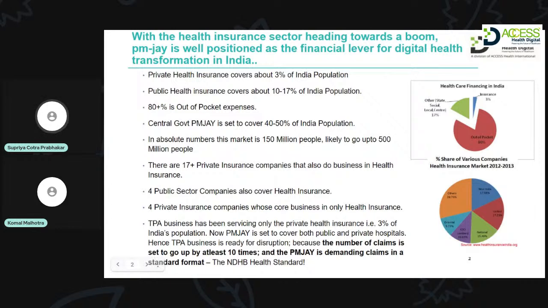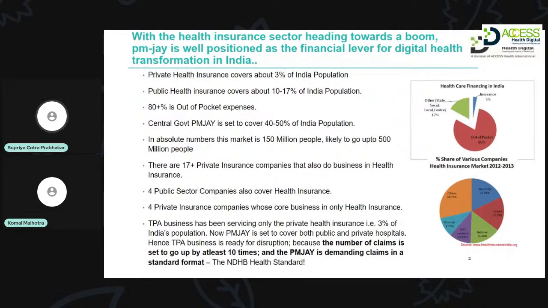With the launch of the central government's PMJ program, which is also called the Ayushman Bharat, the insurance coverage is set to go up to about 40 to 50% of the Indian population and is likely to cover up to 500 million people. Looking at the insurance providers, there are about 17 plus private insurance companies that also provide health insurance, and there are about 4 public sector insurance companies that provide health insurance.